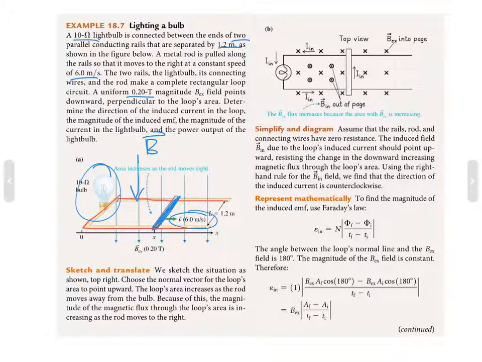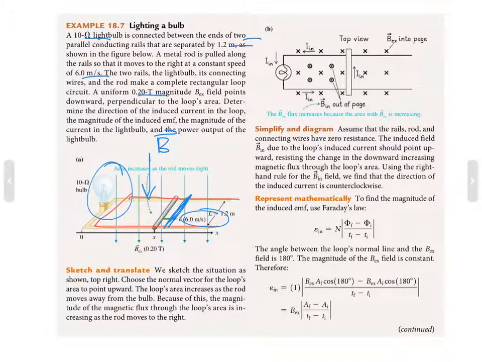This is a pretty common type of problem where the area of a loop is changing, and it's actually a circuit that is connected by this rod across here that's allowed to move back and forth. What it's asking for is the magnitude of the induced EMF, and the magnitude and direction of the induced current.